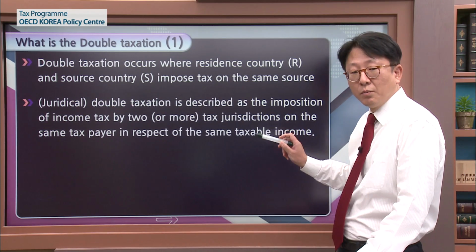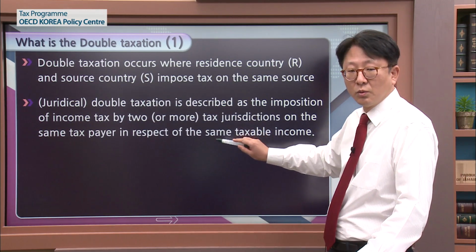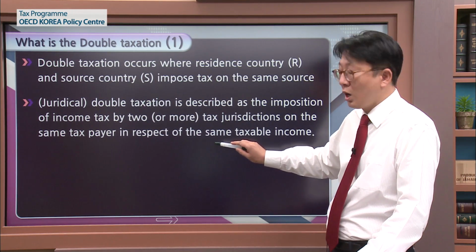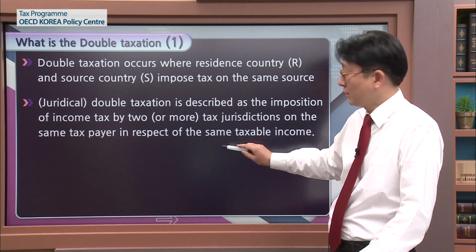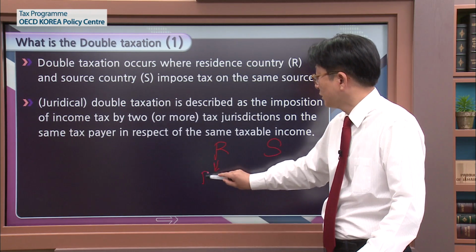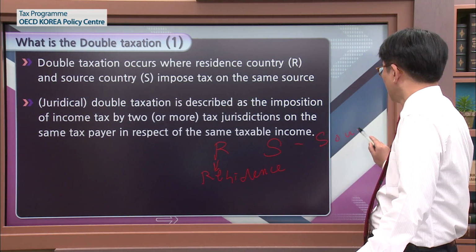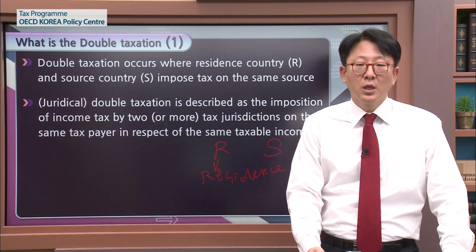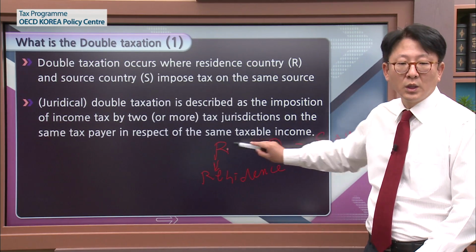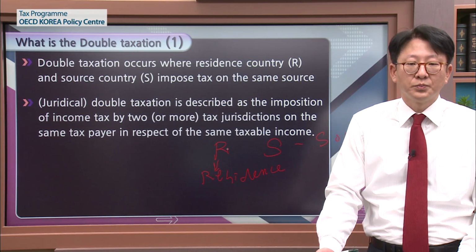Let me make one example here. For instruction purposes, during our discussions on tax matters, I'll use two capital letters here. One is R and one is S. R stands for residence. S stands for source. Double taxation is the problem that occurs because the residence country and source country claim their taxing right on certain income.